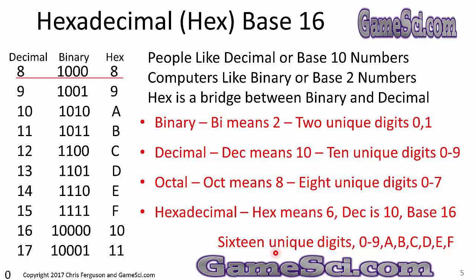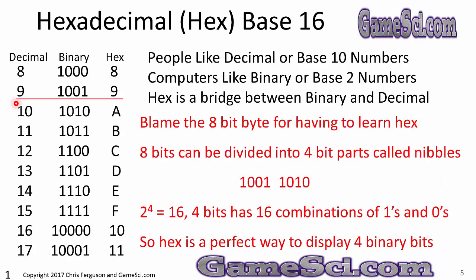Hexadecimal means there are 16 unique digits, 0 through 9, which we all know about, and now A, B, C, D, E, and F. Yes, A, B, C, D, E, and F are numeric digits in the hexadecimal numbering system. You can see decimal 9 is binary 1001. It's also hex 9. 0 through 9 is the same between decimal and hexadecimal.